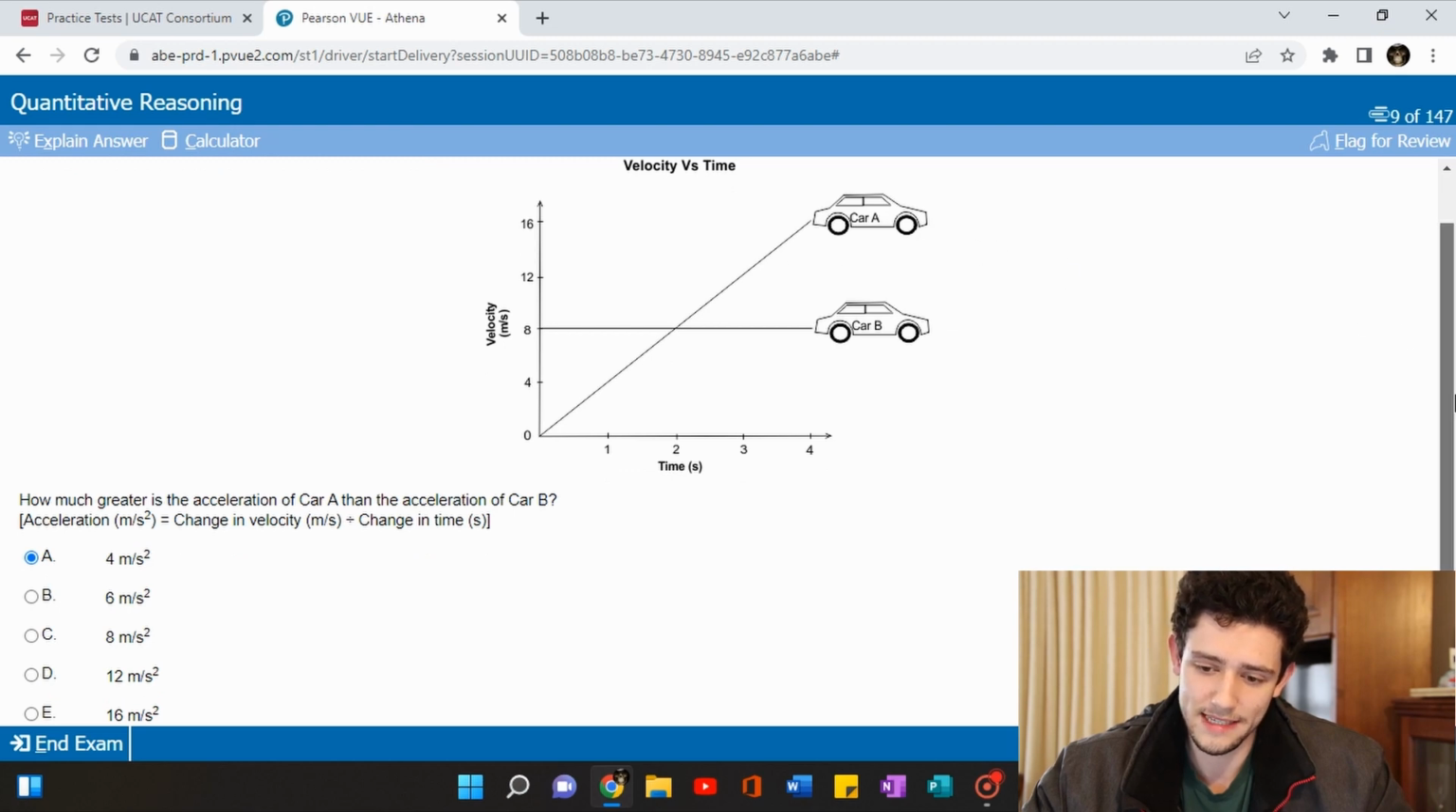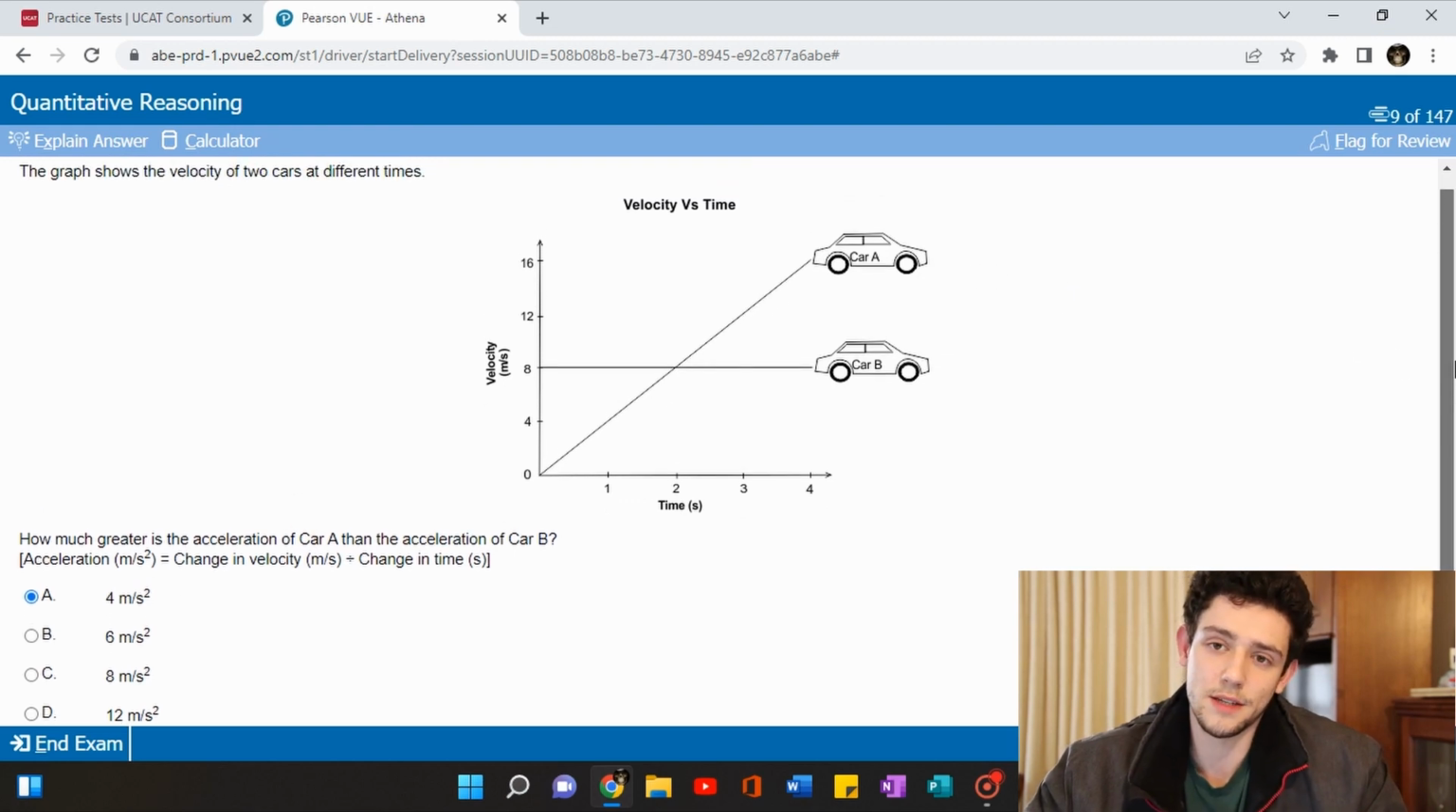So that's a simple one. These are the questions that you want to seek out in the actual test, because they're really easy to do and it's worth 1 point.